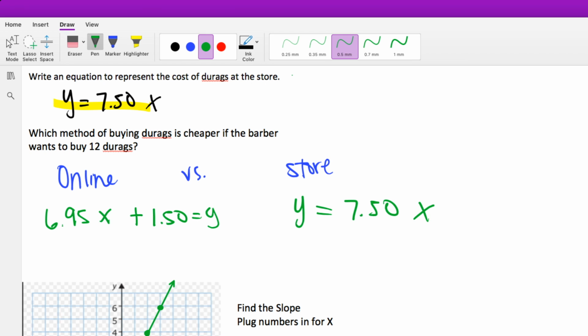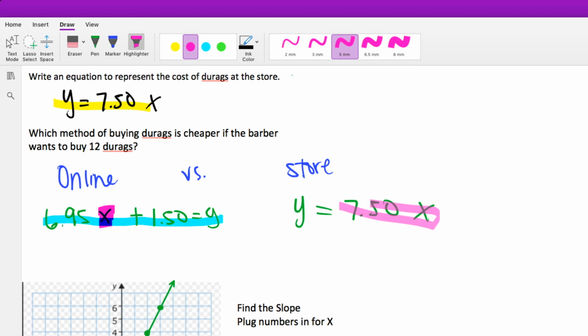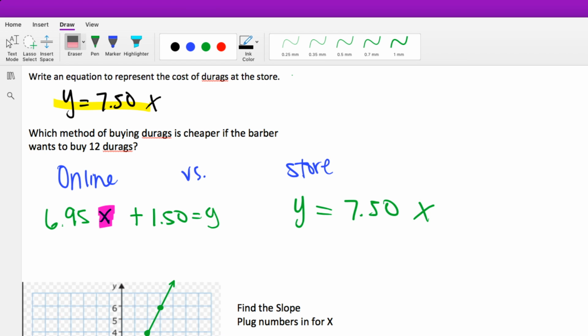Okay, so does this equation, the way it's written right now, tell us the price of 12 do-rags? No, it tells us the price for whatever number we plug into this x. Same here. Does this equation tell us the price for 12 do-rags? No, it tells us the price for whatever number we plug into x. So let's go ahead and do that. Let's plug in 12 into x because we are asked to find the cost of 12 do-rags.